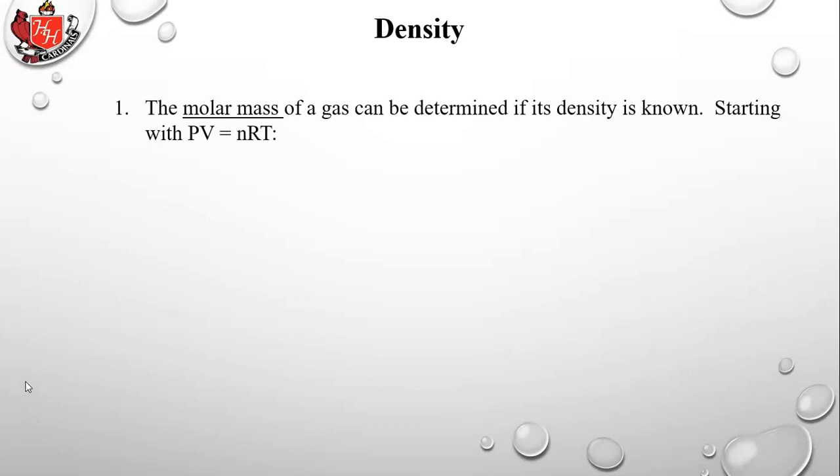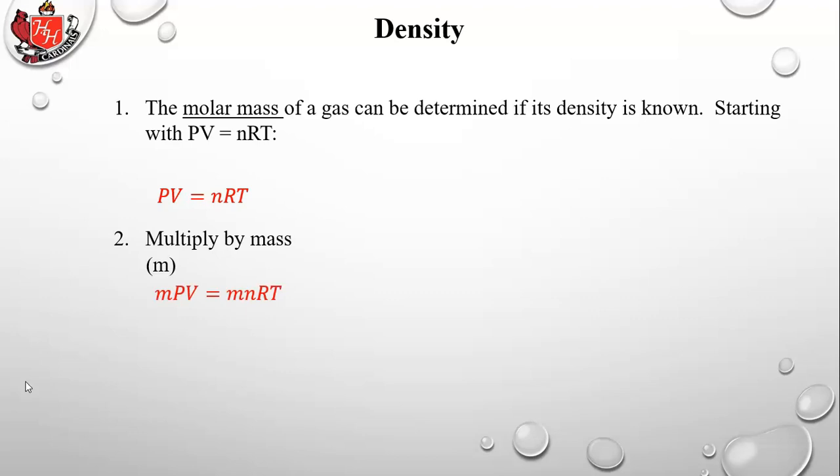So the molar mass of a gas can be determined if the density is known, starting with PV equals nRT. I'm going to show you how to derive this equation. You don't need to do this on a test, but let me just show you. Start with this. Now you multiply by mass, okay? You can do that in math. It's legal as long as anything you do to the left side, you do the same thing to the right side. So we're going to multiply both sides by mass.